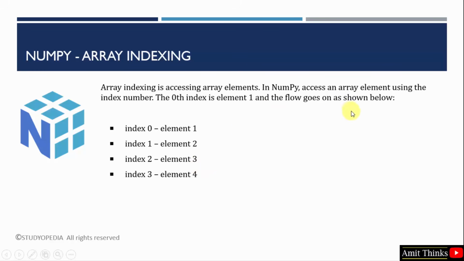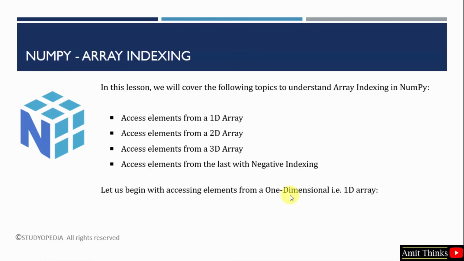You can access array elements using the index number. Let's say you want the first element, go for the 0 index. For the second element, you need to use the first index. In this way the flow goes on. So in this lesson we will cover all the major arrays, like we will learn how to access elements from a 1D, 2D or a 3D array, and an important concept, how to access elements from the last with negative indexing.